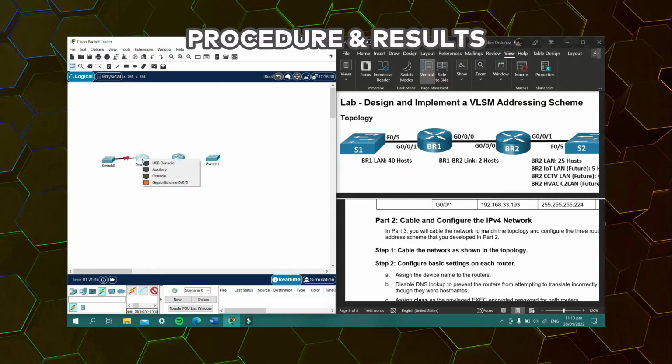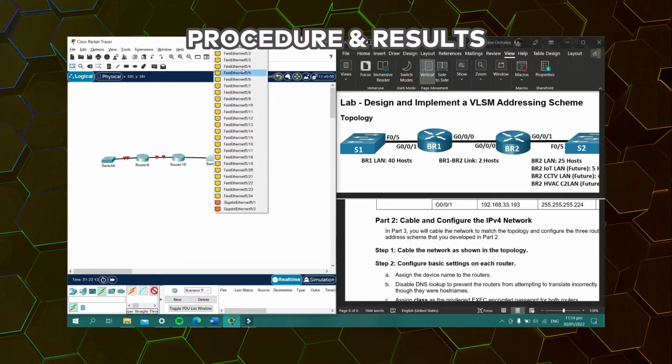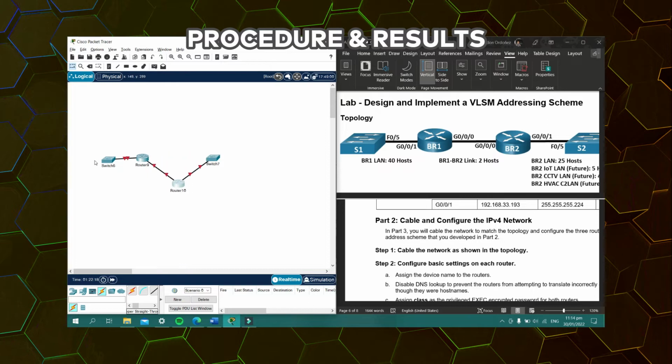Next, for router BR1, go to GigabitEthernet 0/0 and connect it to BR2's GigabitEthernet 0/0. After that, go to BR2 and click GigabitEthernet 0/0/1. And for the switch side, for S2, use FastEthernet 0/5. So I'll just arrange it. I'll try to rename it so it is not confusing when we're looking at the names of the components.